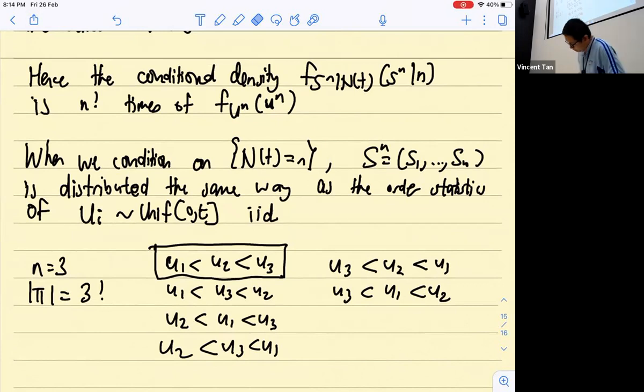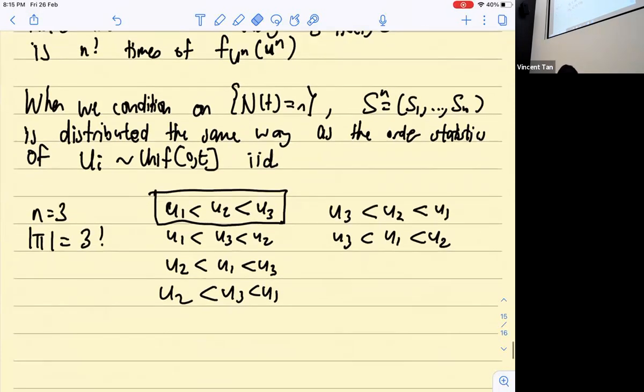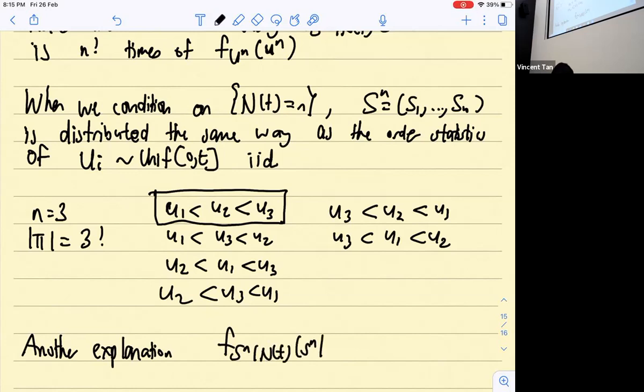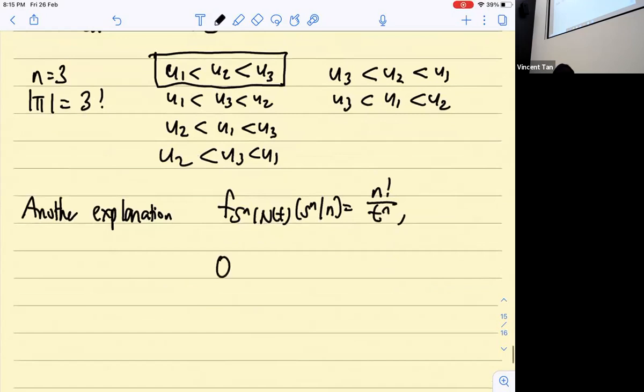So this is yet another explanation for the conditional arrival distribution f of S_1 through S_n given N_t equals n, which is n factorial over t to the n, in the region where the density is positive. Okay? So today we focus on this formula. Any questions on this?